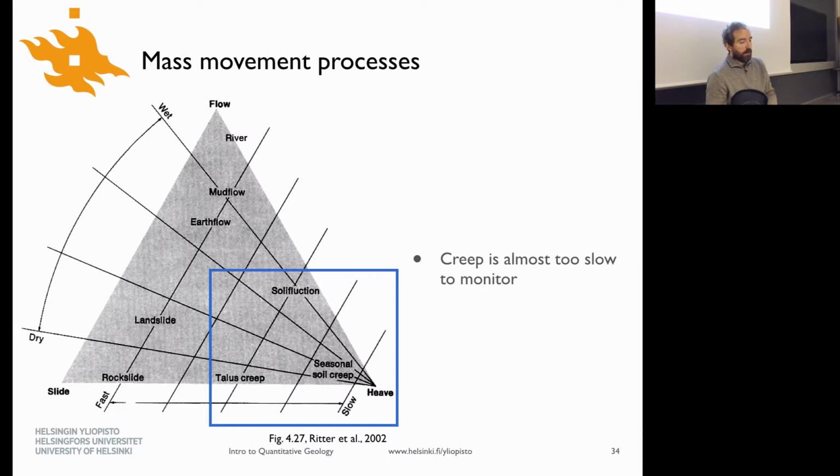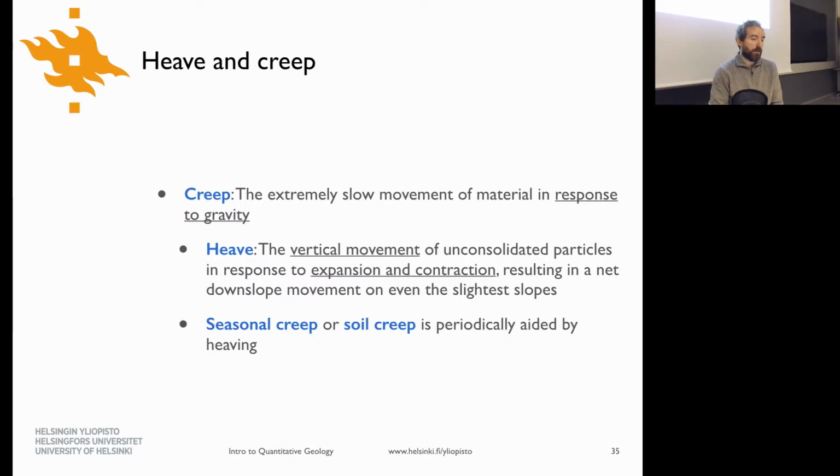Now, we don't need to spend a lot of time talking about all these different erosion processes, but just to give you a sense, on this ternary diagram between slides, flows, and heave, we're basically down in the bottom right corner, the corner that is admittedly in the slow part of these processes. So perhaps not super exciting. In fact, creep is such a slow process that it's quite difficult to monitor. You can see the effects of creep over long time scales, but it's hard to monitor over short time scales how the heave and related processes work.